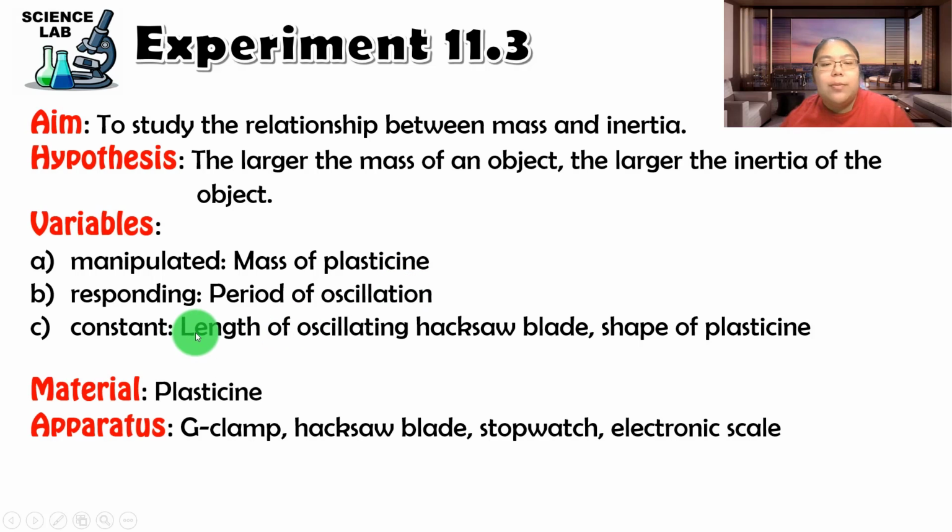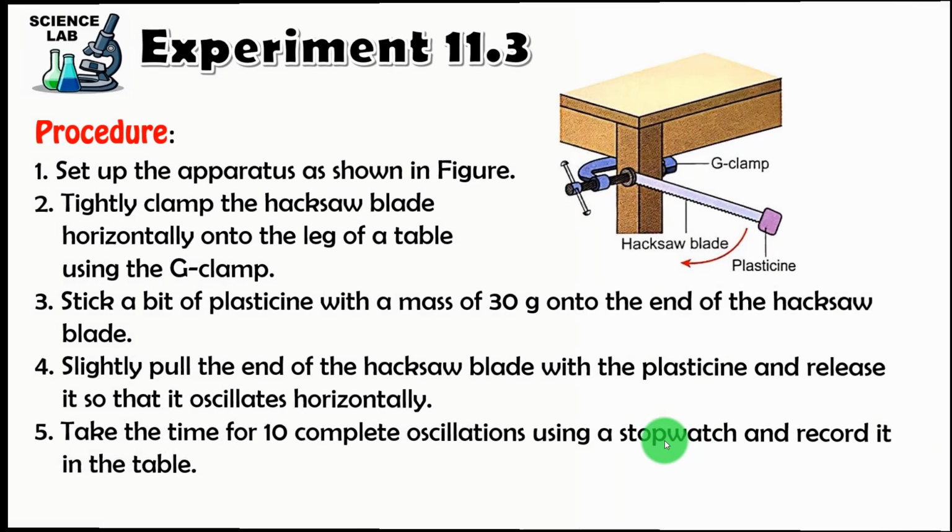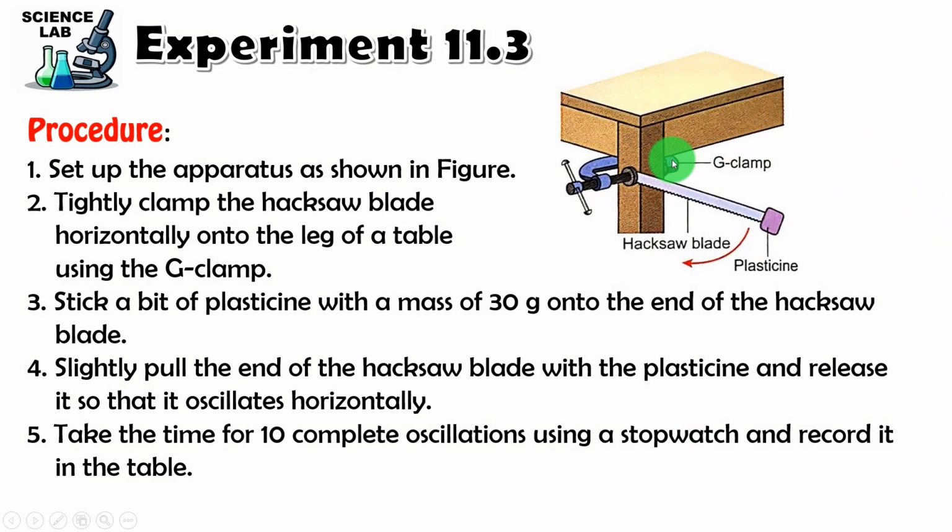Okay, for the constant variable, you can say the length of oscillation for the hexoblade. You can also say the shape of the plasticine. Now the materials we need are plasticine, G-clamp, hexoblade, stopwatch, and electronic scale. Okay, let's see the diagram. This is a diagram you need to draw when you write the report. So we have the G-clamp, after that the hexoblade. At the end of the hexoblade we put the plasticine, then you need to oscillate.